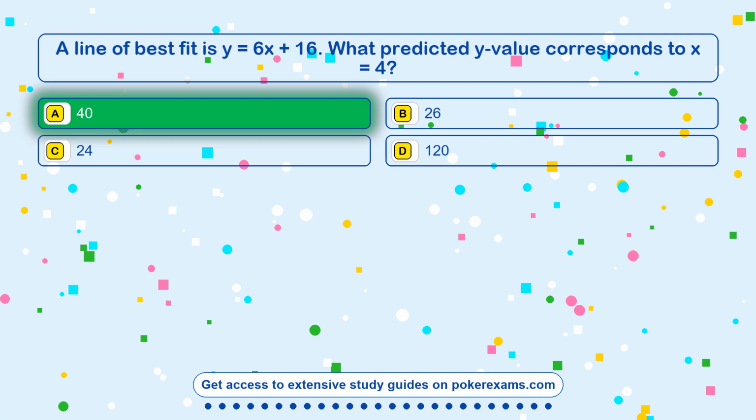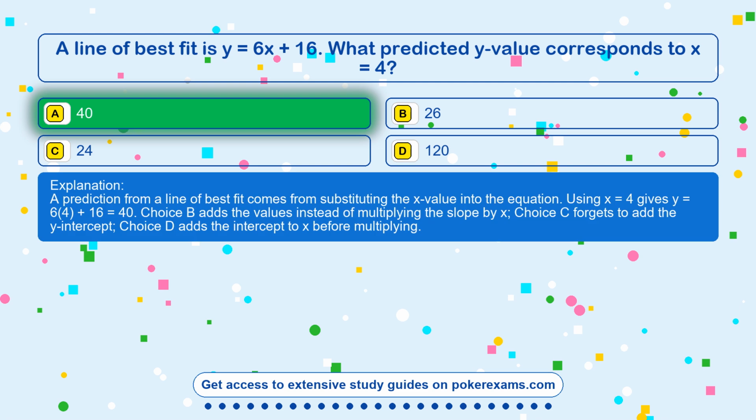The correct answer is option A, 40. A prediction from a line of best fit comes from substituting the x-value into the equation. Using x = 4 gives y = 6(4) + 16 = 40. Choice B adds the values instead of multiplying the slope by x, choice C forgets to add the y-intercept, choice D adds the intercept to x before multiplying.